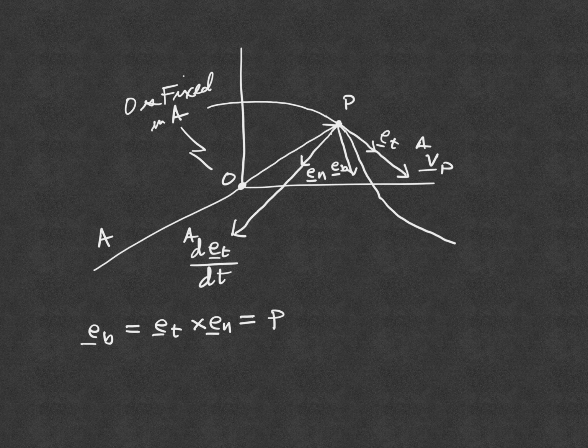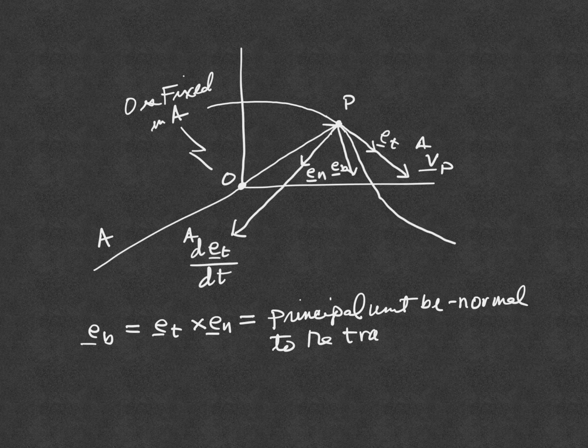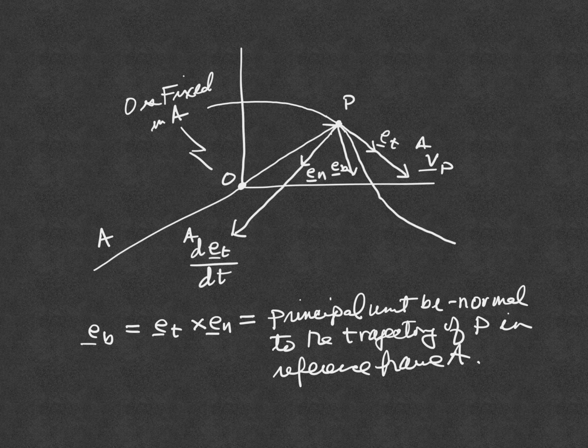And E sub B is defined as the principal unit binormal to the trajectory of P in reference frame A. So now I've just defined a right-handed orthonormal basis, and that right-handed orthonormal basis is ET, EN, EB, and this is what's called an intrinsic basis.